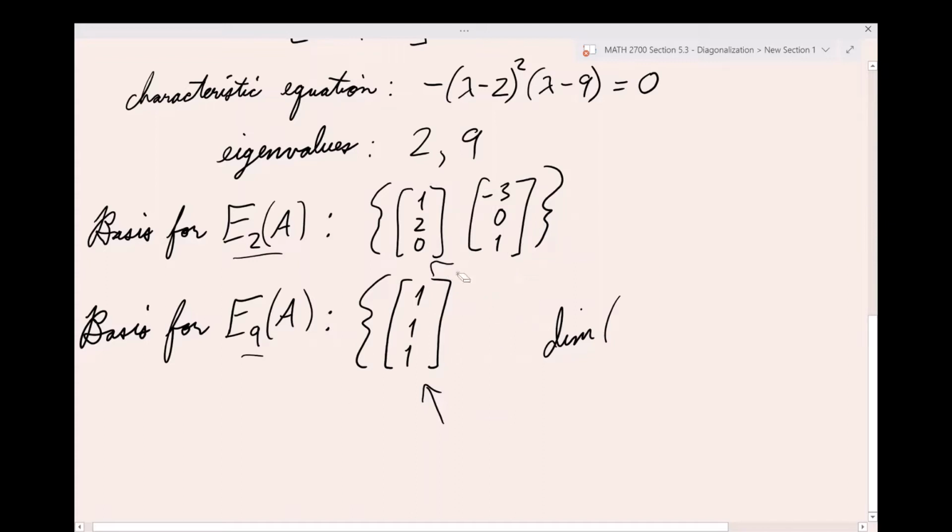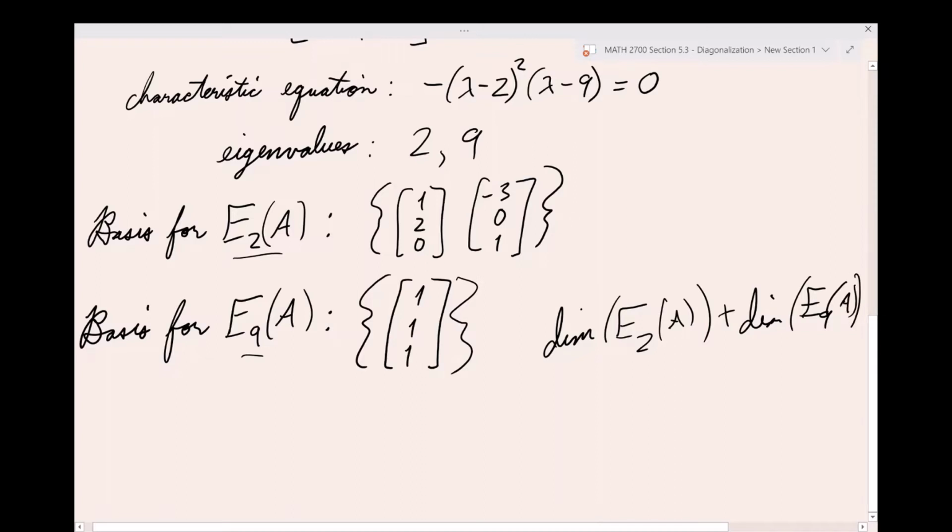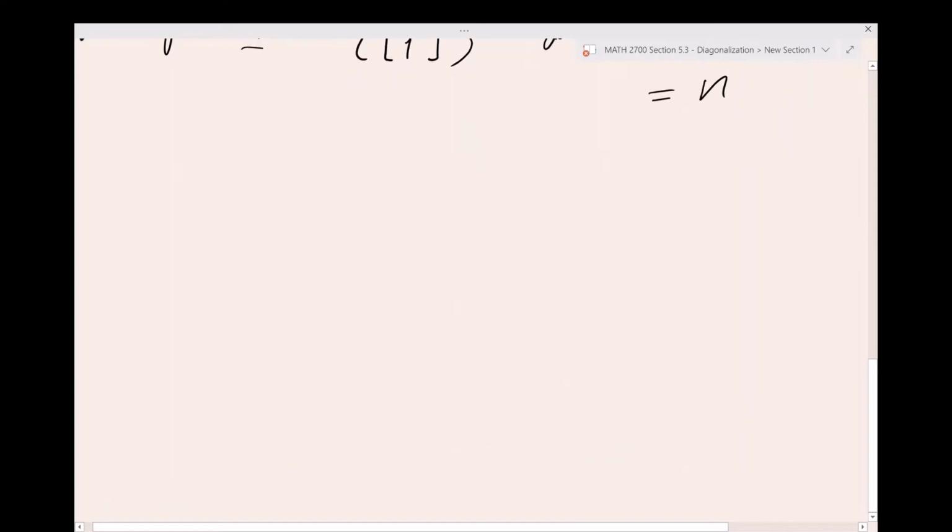So what that tells us is that the dimensions of those eigenspaces associated with that matrix add up to n. I got as many linearly independent eigenvectors in those bases as the dimension of the R^n that the matrix gives a transformation on. And if that happens, let's make a little theorem here.